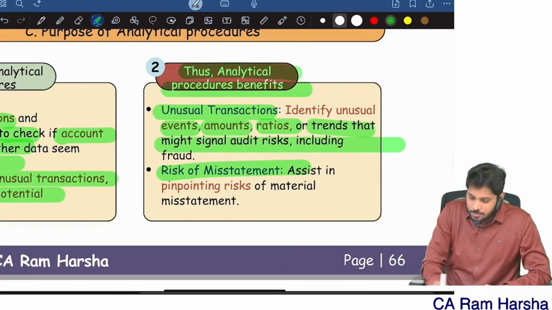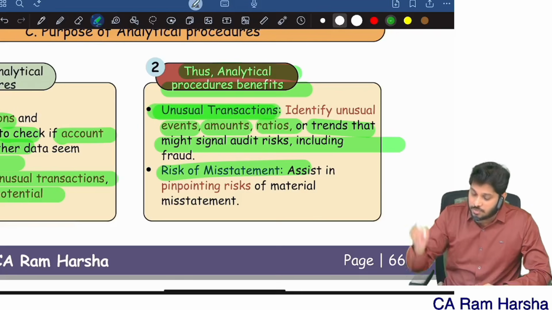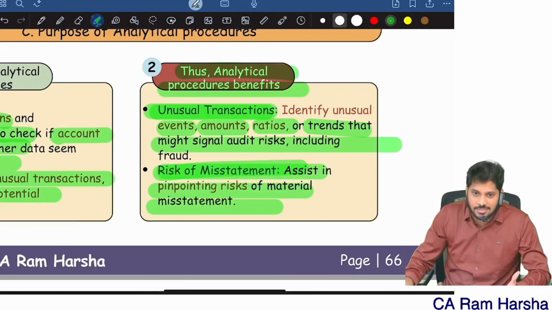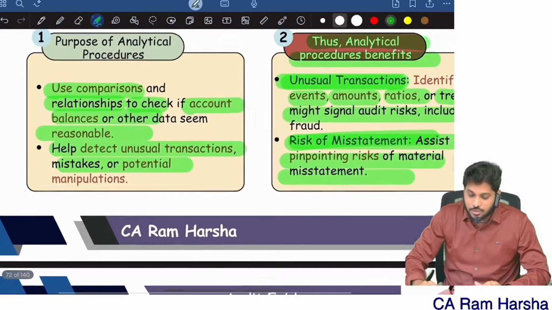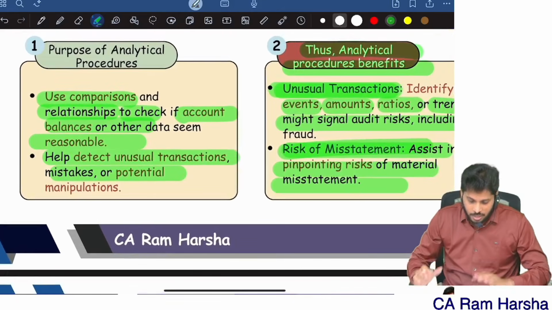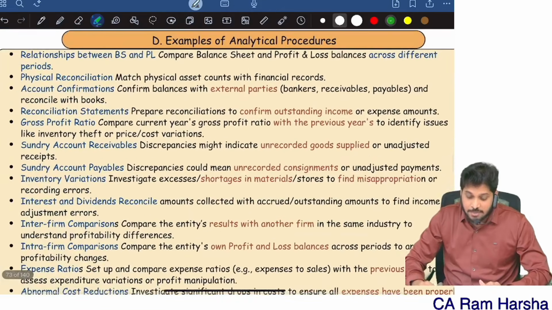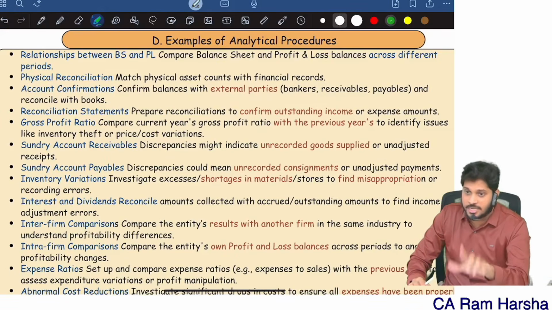So analytical procedure benefits the auditor to identify unusual items. Analytical procedures will benefit the auditor to identify risky areas. So in this way, analytical procedure will be useful to the auditor. Next, various examples, any 4 or 5 examples you have to study. I already told you in the GOAT notes and in that particular EVO session also.